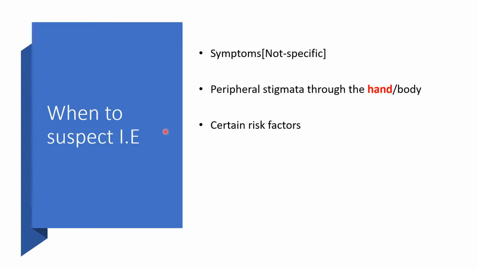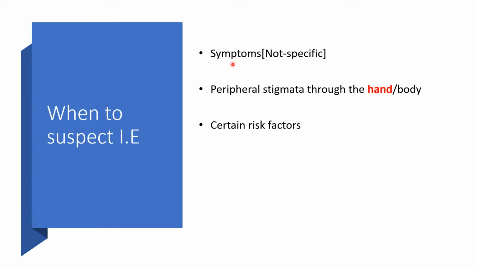Since we cannot be suspecting every patient that comes to the clinic to have infective endocarditis, we need to know when to start suspecting that someone is likely going to have infective endocarditis. So 3 things will be considered. Number 1, the symptoms the individual will present with.